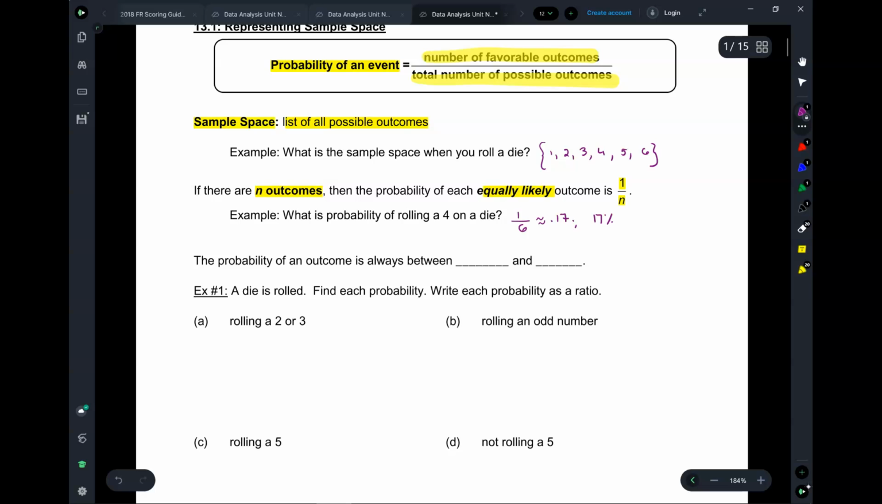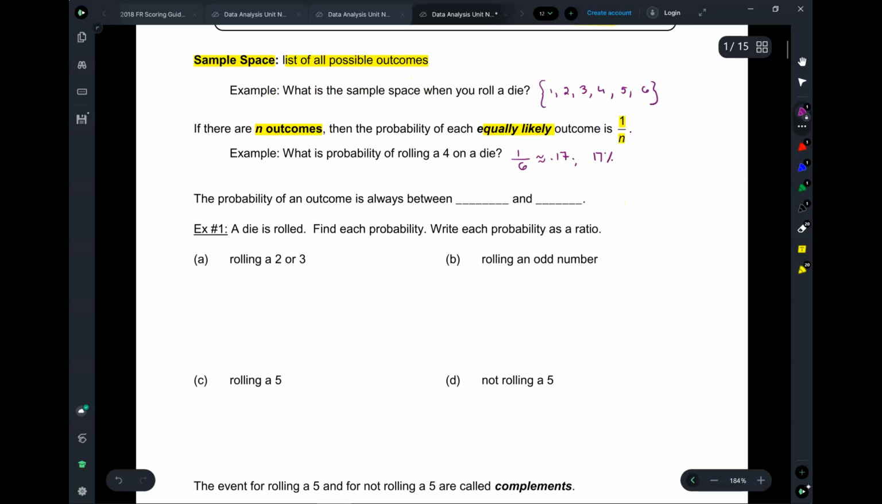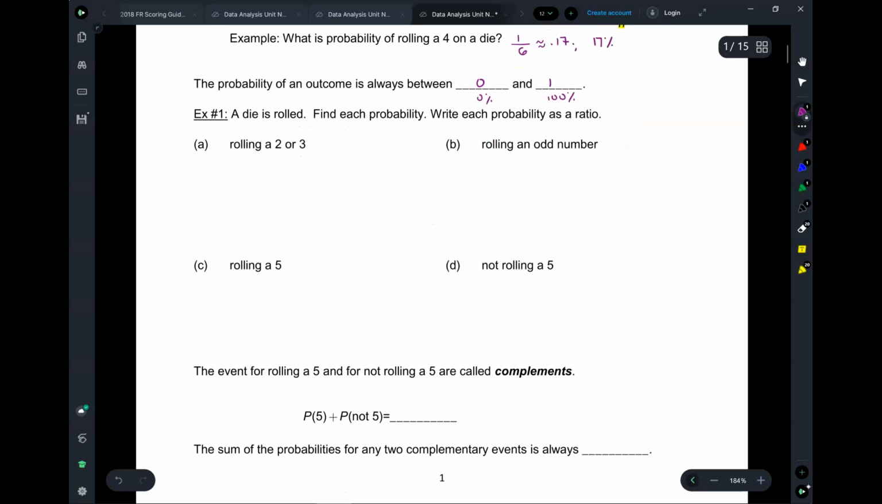The probability of an outcome is always between 0 and 1. If you wanted to roll and get a 4, let's say, you either don't get it or you do. So it's between 0% and 100%. In this lesson, it's very important for you to be on your toes when it comes to decimals, percents, and fractions.